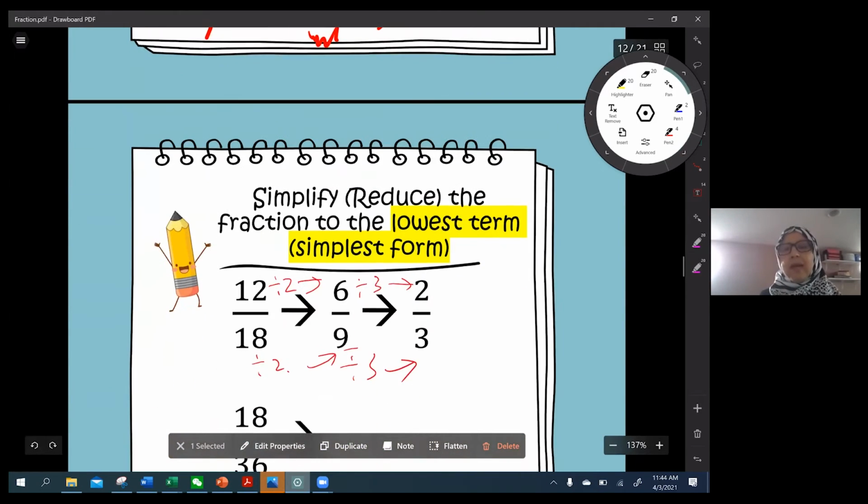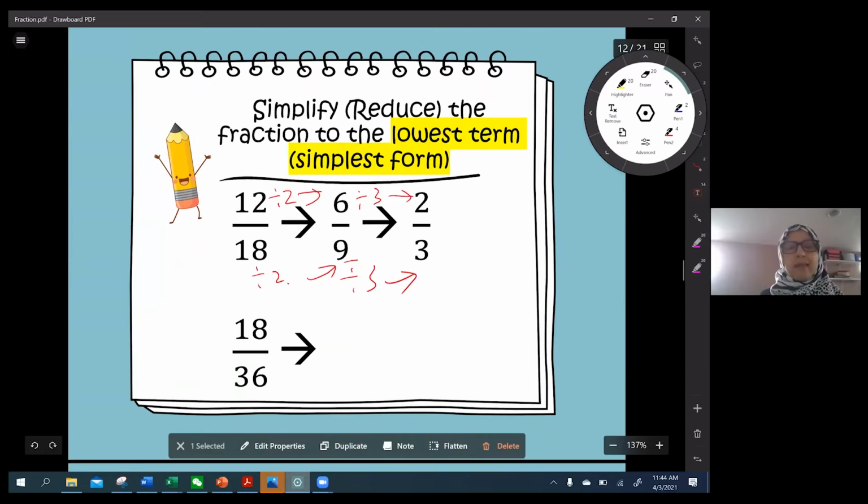The next term I want to introduce to you is simplify the fraction to the lowest term. What does that mean exactly? We can also say reduce the fraction to the simplest form. Look at the highlighted part: the lowest term and simplest form.